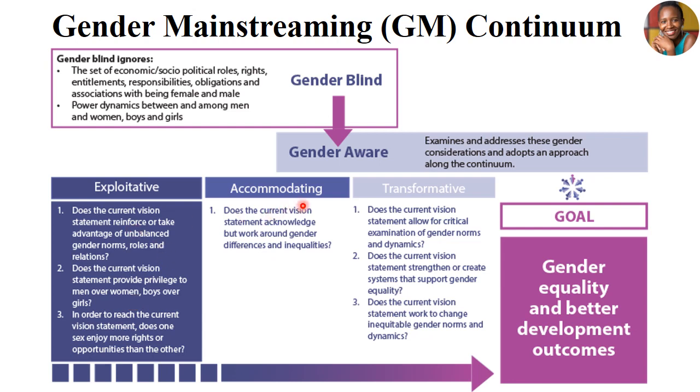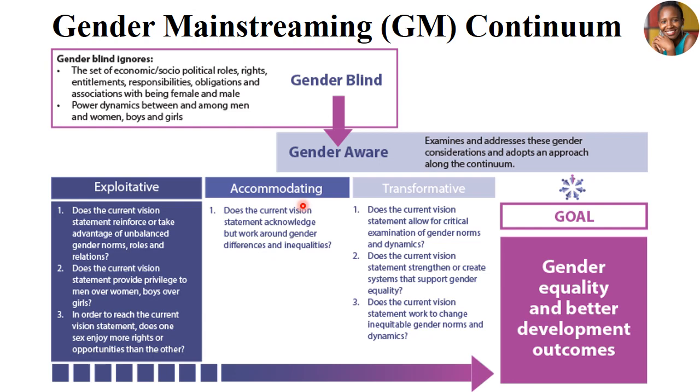However, the accommodating continuum looks at the current situation and works around the gender differences and inequalities, not really to change them, but to assist the project in meeting its goals. So let's say you come to a community and you realize that there are a lot of women fetching water from the river, and instead of providing a solution like building water pumps or water access points, you literally work more with the river, which is more like accommodating the needs that are there, but you don't provide easier solutions to them.